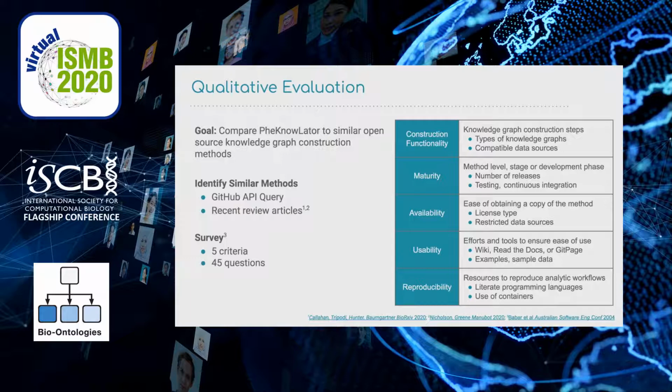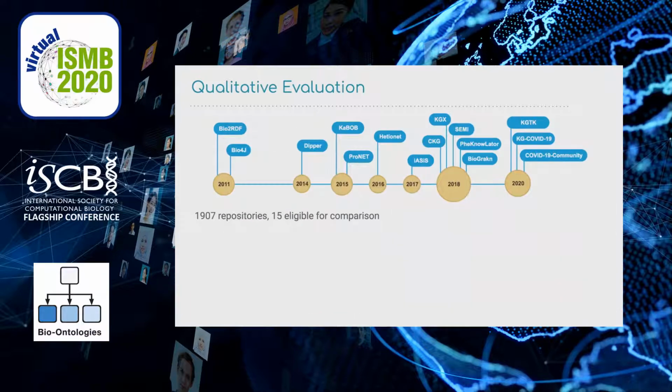For the comparison, we extended an existing software infrastructure evaluation survey, which included 45 questions organized into 5 criteria. Those 5 criteria are listed in the table shown on this slide. Through this process, we were able to identify a total of 1,907 biomedical knowledge graph construction repositories, of which 14 were eligible to be compared to Phenolator, and which are chronologically presented in the figure on this slide.